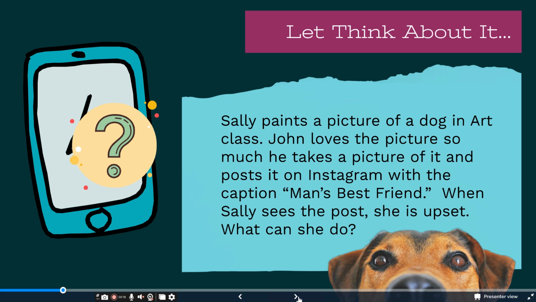Okay, I want you to think about a scenario I've created. Maybe you have some experience with it. Sally paints a picture of a dog. John, in art class, loves the picture so much, he takes a picture of it and posts it on Instagram with the caption, "Man's best friend." When Sally sees the post, she's upset. What can she do? Well, this is where copyright comes in.